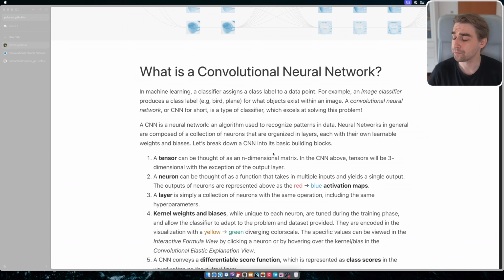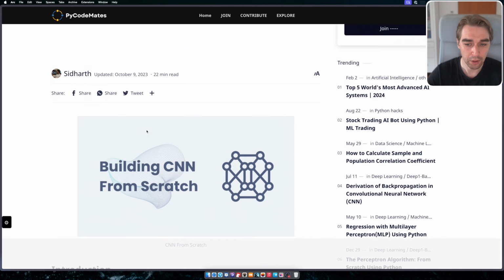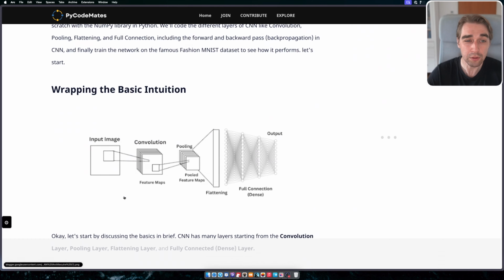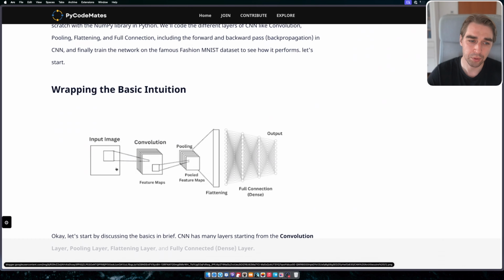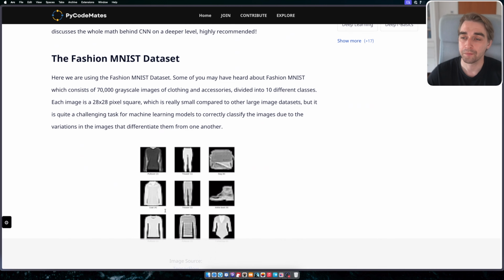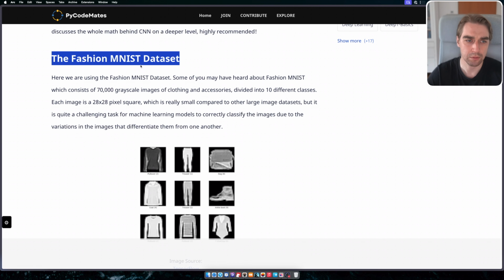another article where we can see the Python code. Let me find it. And this is the one. It's called Build Convolutional Neural Network from scratch using Python. Well, the only thing that's different for me will be using Golang. This is the one I will probably use as guidance to build my implementation, because it works against the same problem.